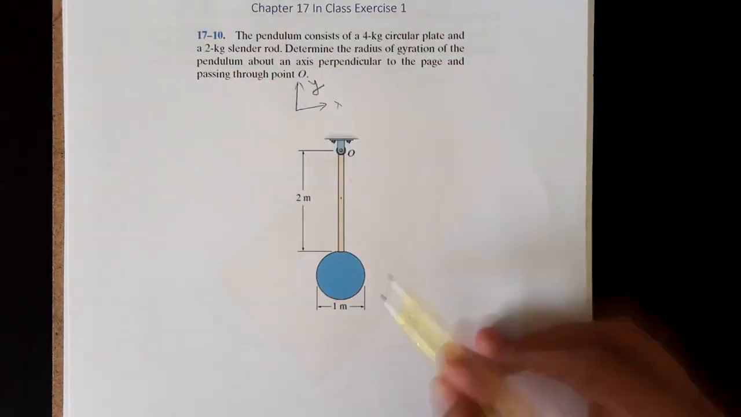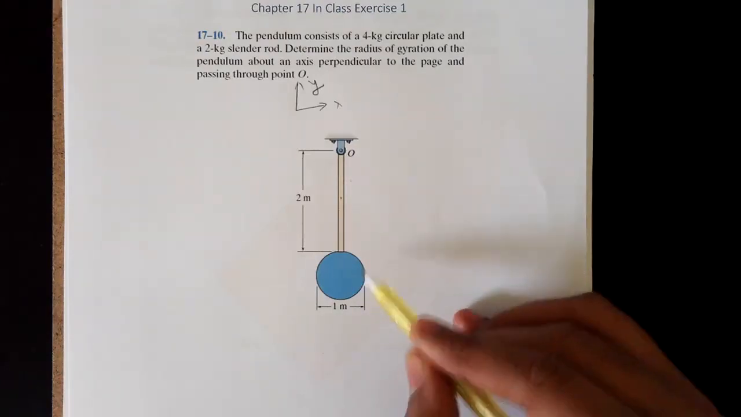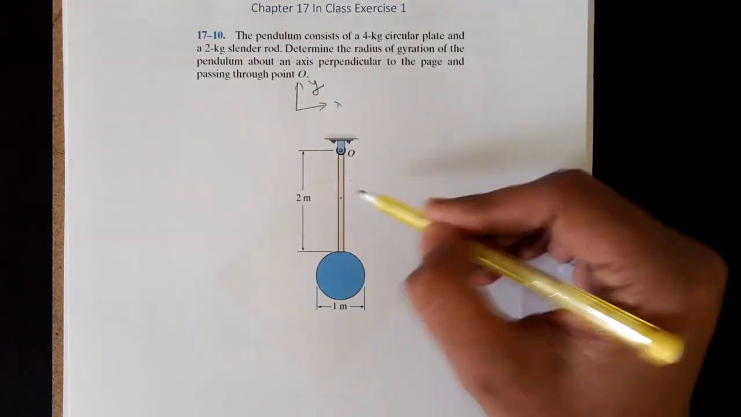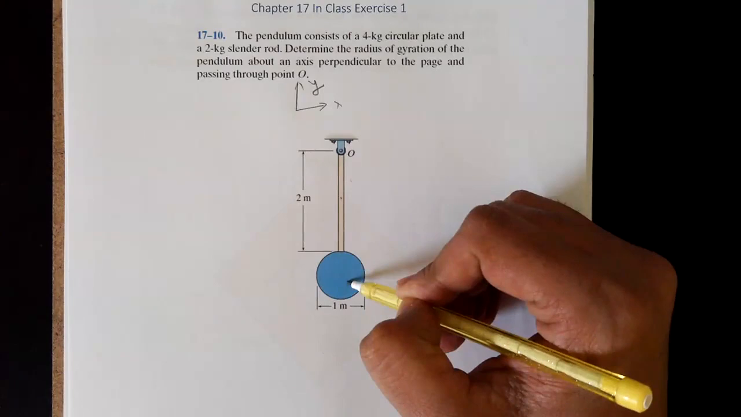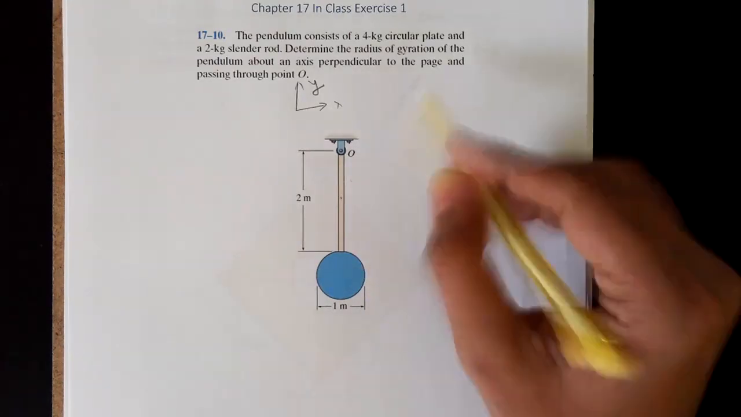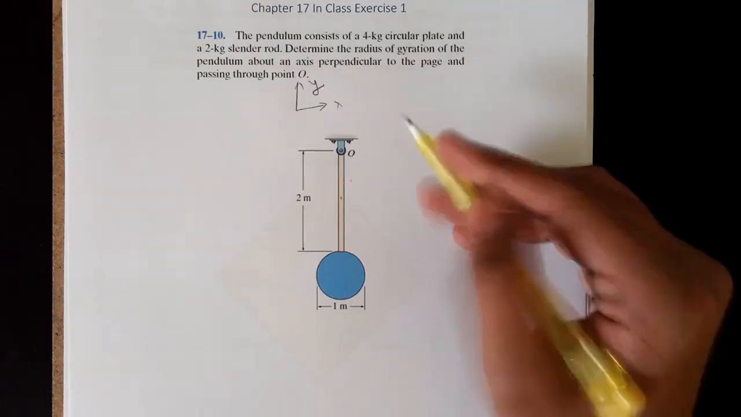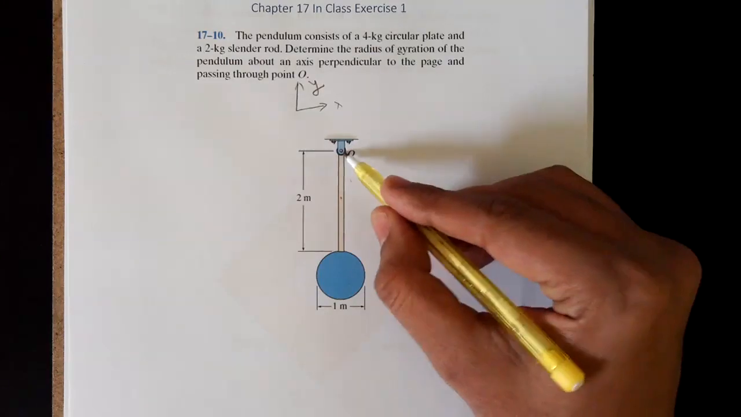So this is an example of composite rigid bodies. The pendulum has two parts, a slender rod and a circular plate, and they both are rigid bodies. So in order to calculate the radius of gyration, we first need to calculate the moment of inertia of the pendulum with respect to O.